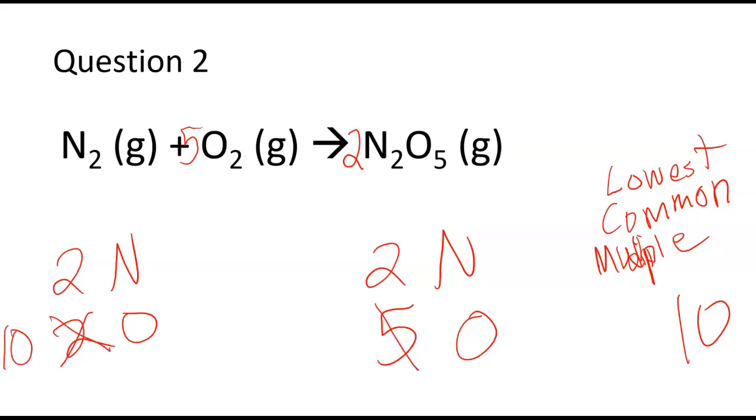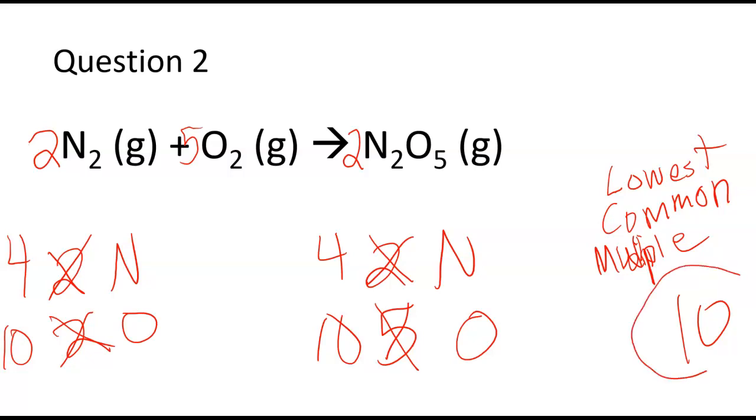On the right, I'm also going to have 10 oxygens, but I also changed my nitrogens here. 2 times 2 is going to give me 4 nitrogens. Since I have 4 nitrogens on the right, I need to have 4 nitrogens on the left. So I need to put a 2 in front of this one. So now I'm going to have 4 nitrogens on the left, 10 oxygens. 4 nitrogens on the right, 10 oxygens. Okay. So always double check, and you'll check and see, is there a lowest common multiple that these values can go into?